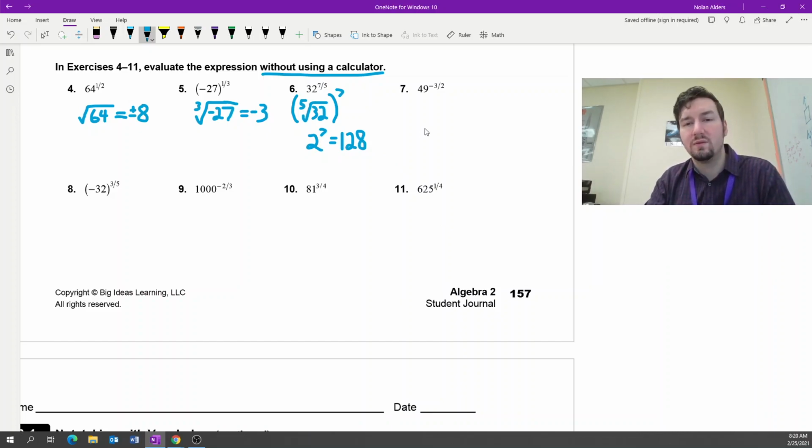All right, let's do one more. Change the colors here. This one has a negative in it, so this will be a little more interesting. I'm trying to think how we want to do this.